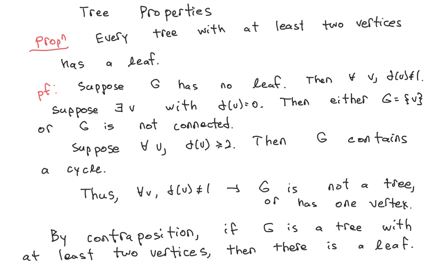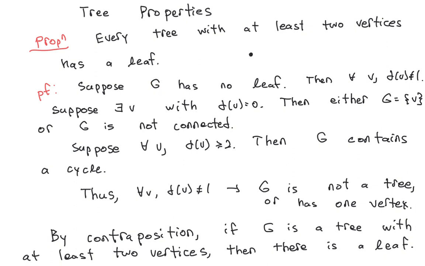All right, so let's begin with this first proposition. We claim that every tree that has at least two vertices has a leaf. Note that that's as strong as possible because a tree with only one vertex has no edges, and hence is degree 0. So let's do a proof by contraposition.